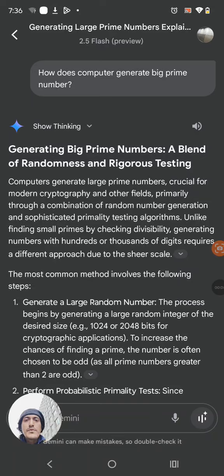How does a computer generate a big prime number? So we are going to listen.